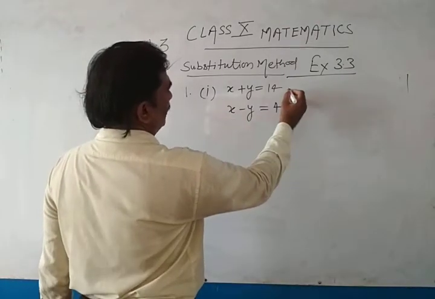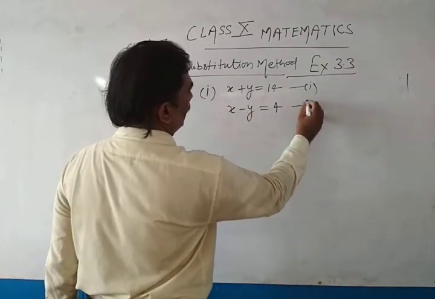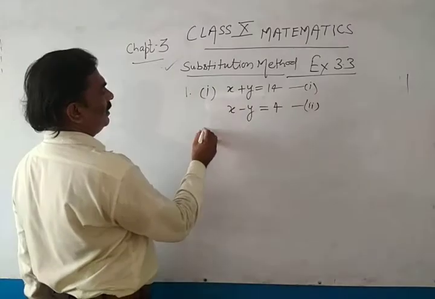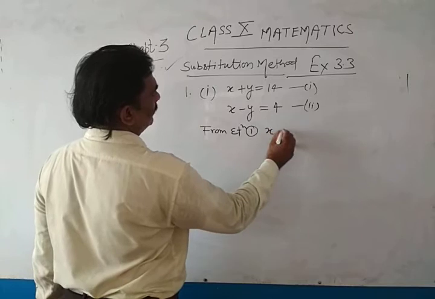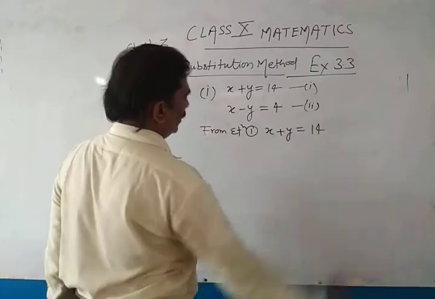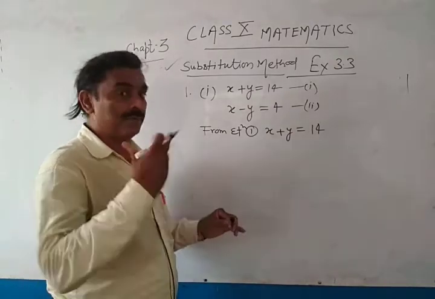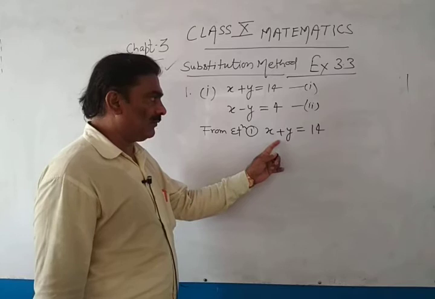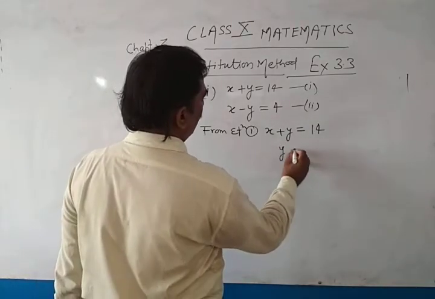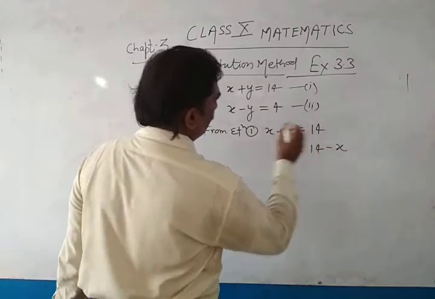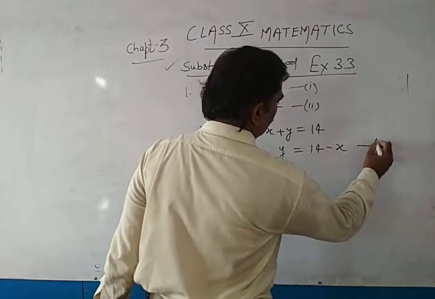Suppose x plus y is equal to 14 is equation number 1, and x minus y is equal to 4 is equation number 2. From equation 1, x plus y is equal to 14. Now students, here there are two ways. Either we find the value of x in terms of y, or we find the value of y in terms of x. First of all, we will find the value of y in terms of x. That is y is equal to 14 minus x, and this is equation number 3.